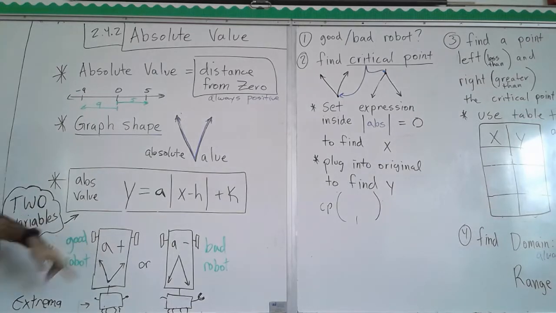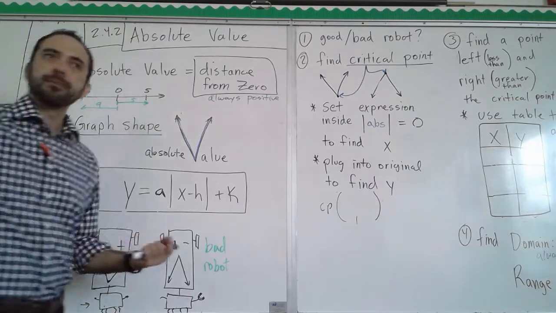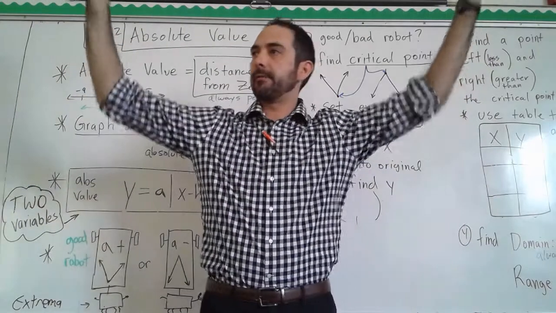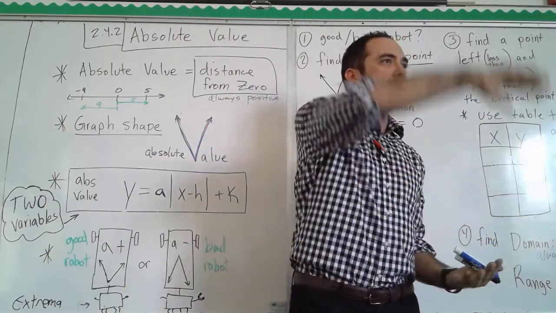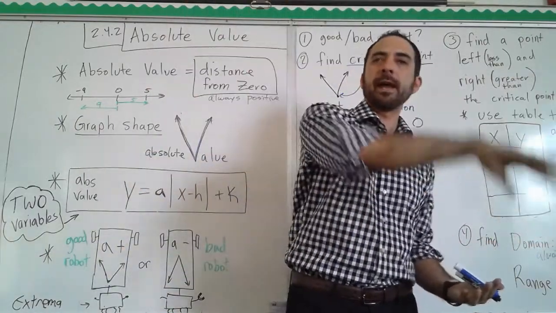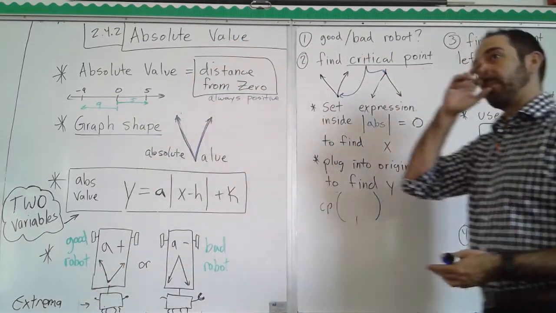similar to parabolas, when A was positive, was it happy face or sad face? When A was positive, it was happy face. It was curving, opening up, right? If A was negative, it was sad. It was opening down. So the same goes with our robots, because robots don't smile like regular people.